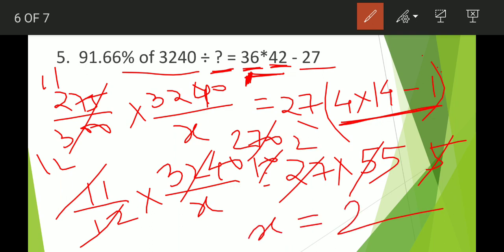So this is all about this video. If you practice it properly, it will be very easy to tackle this type of percentage question, to solve these simplifications in your mind.